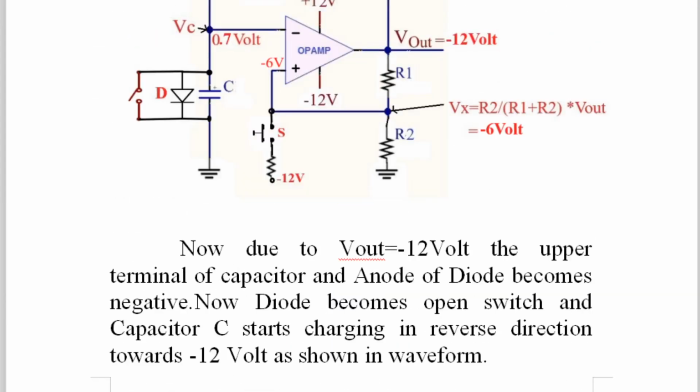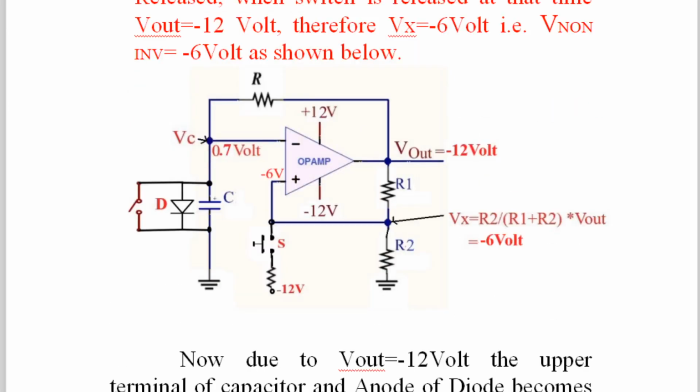So in this way, when you release the switch, yes, you understood that now this point is at minus 6 volt, and this point is at minus 12 volt. And now what happens here? The moment as soon as this point goes to minus 12 volt, now this minus 12 volt is applied through R to the capacitor as well as the diode. Means the anode of the diode is now at, yes, how much volt? Not 0.7 volt now.